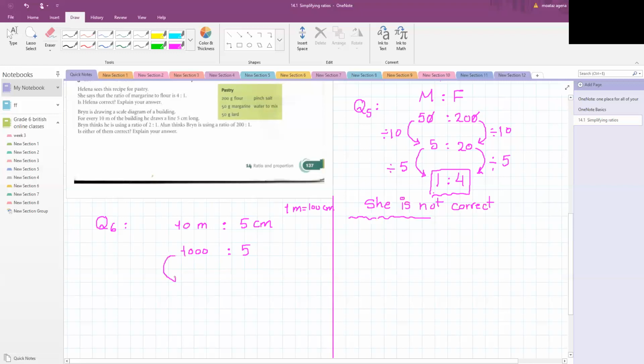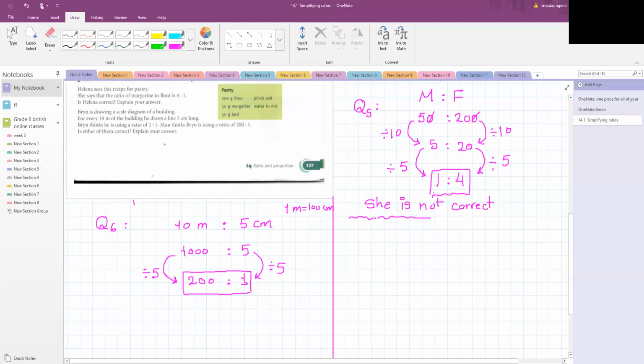Now we have the units the same, so we can simplify. The common factor between 5 and 1000 is 5, so we will divide both sides by 5. 1000 divided by 5 is 200 and 5 divided by 5 equals 1. So the ratio is 200 to 1. So the correct ratio is 200 to 1.